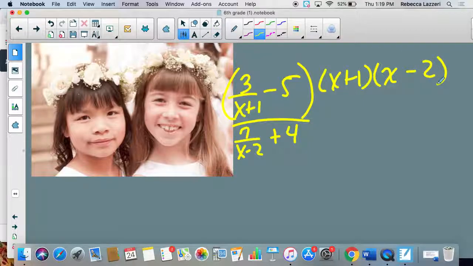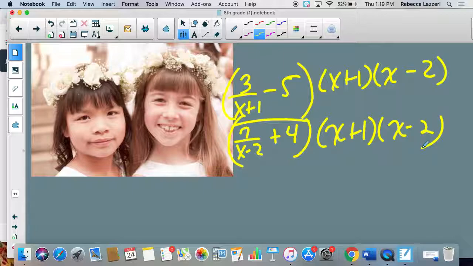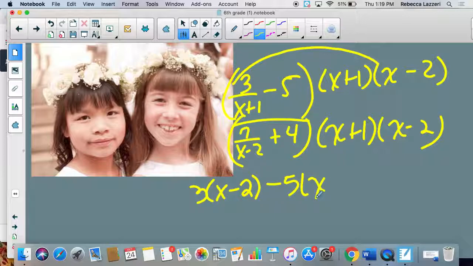But if I do it to the top, I also have to do it to the bottom, right? It's very similar when I do it on both sides of an equation, okay? So I'm not trying to add or subtract anything right now. I've got one fraction that's a big, huge mess. So now I'm going to multiply by that. You've got to be careful to kind of do it in your head. What cancels when I go this way? The x plus 1, and what do I have left? 3 times x minus 2 minus 5 times x plus 1, x minus 2.